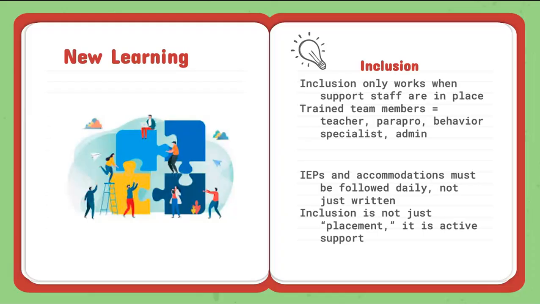This directly connects to Peters, who argues that inclusion is not about location, but about belonging, access, and support. Inclusion is not automatic. It is something that has to be built, supported, funded, and protected.